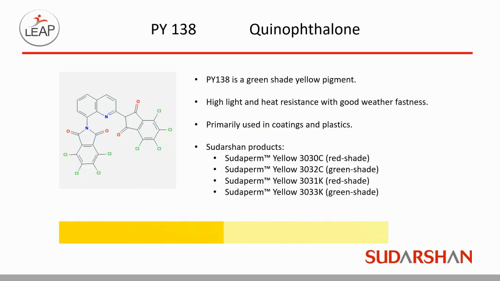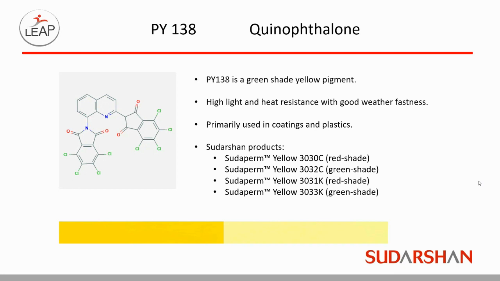And then lastly, the pigment yellow 138. This is our newest chemistry to Shan over the last couple of years. Pigment yellow 138 is to the green side, so it is one of the most green shade yellow organic pigments that is out there. It has great light fastness and heat resistance, and primarily it's used in coatings and inks.